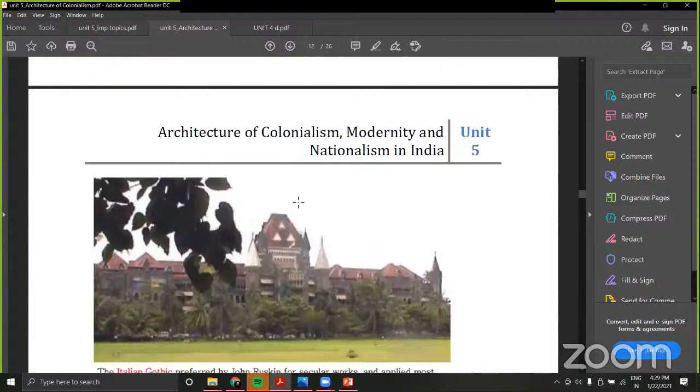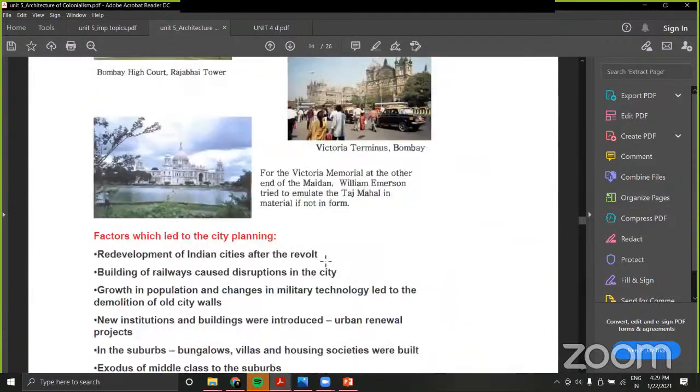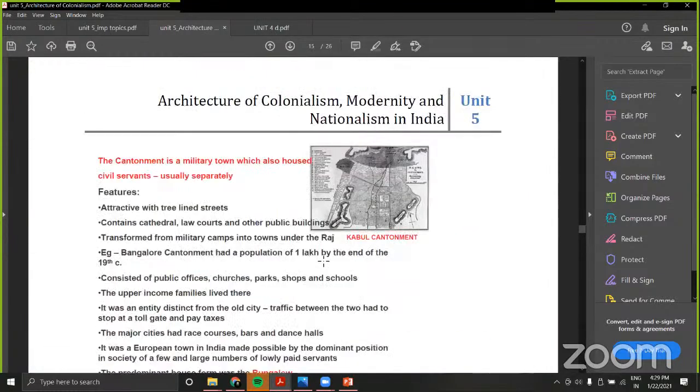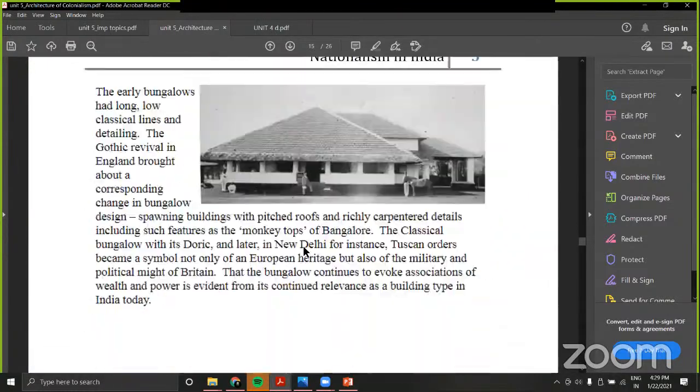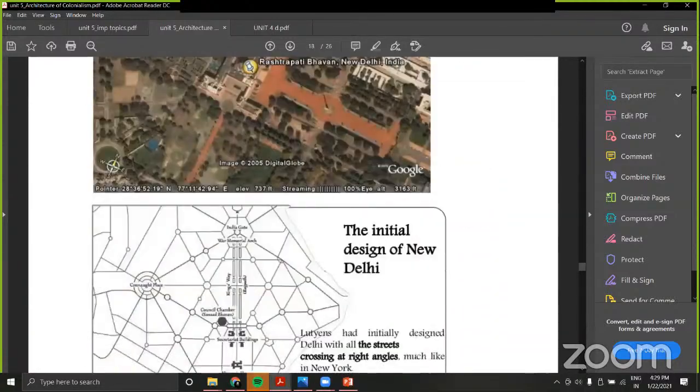So yeah, we will move on to the next part, city planning. We will move on to another PDF which has all these important questions. This is enough in this chapter, I guess.